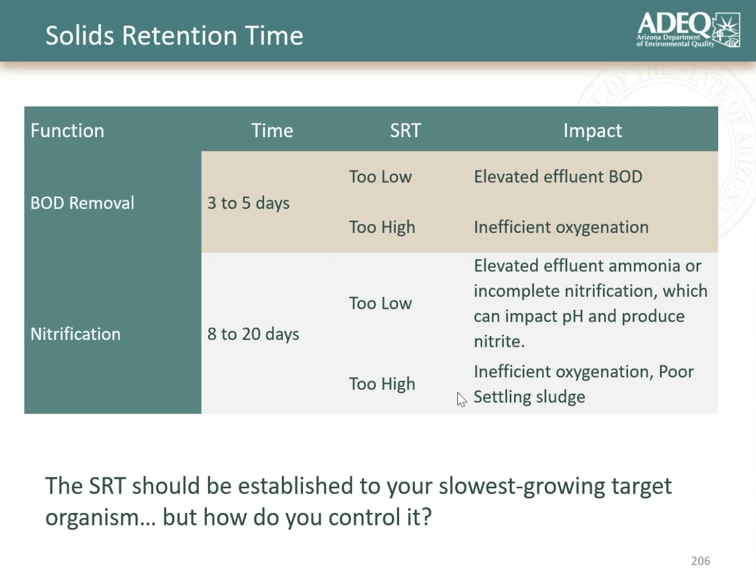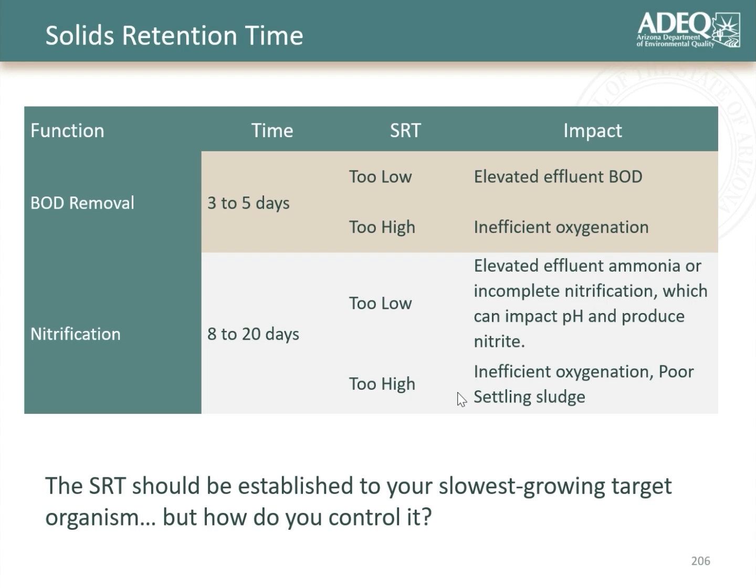From a nitrification standpoint, it requires more time because these bacteria are slower and take longer to be able to maintain their population. So as a result, typically you want to have between 8 to 20 days of required retention time for nitrification. If it's too low, you can have incomplete nitrification, which can also impact pH and produce nitrate as well. If solids retention time is too high, you're going to have inefficient oxygenization, as we talked about before, and potential poor settling sludge.